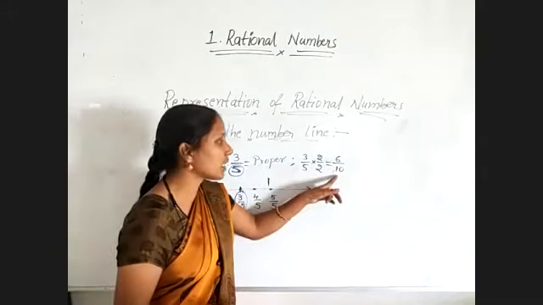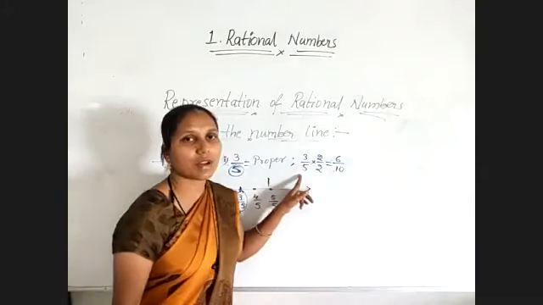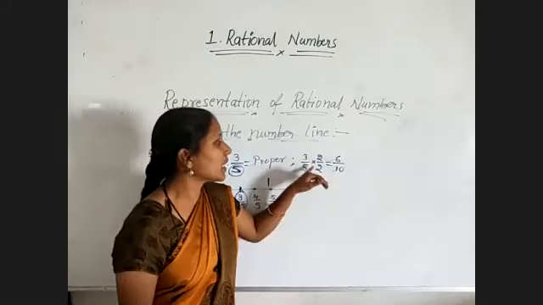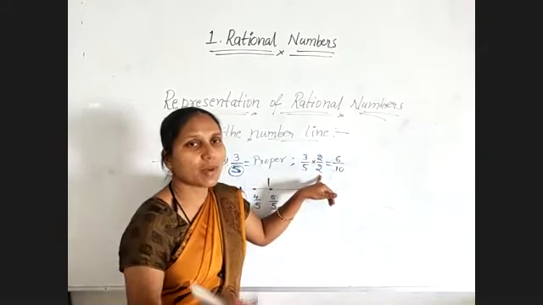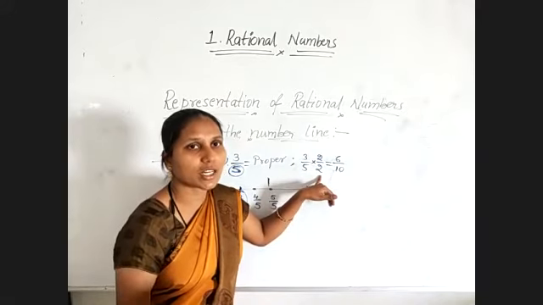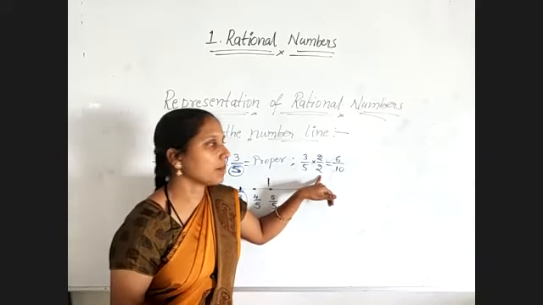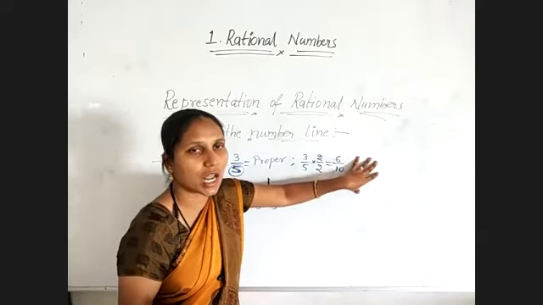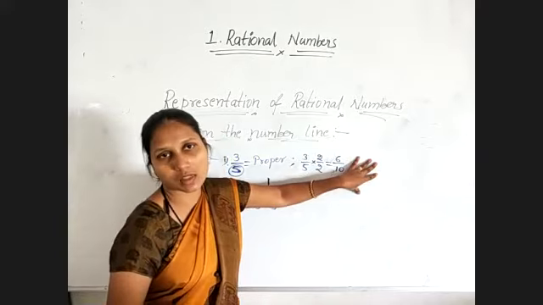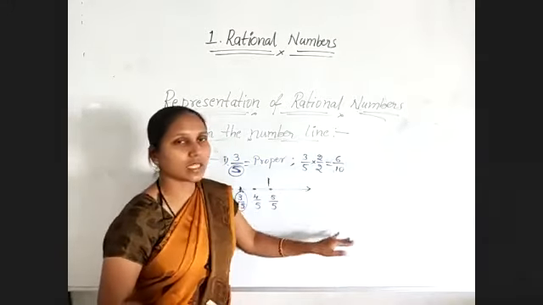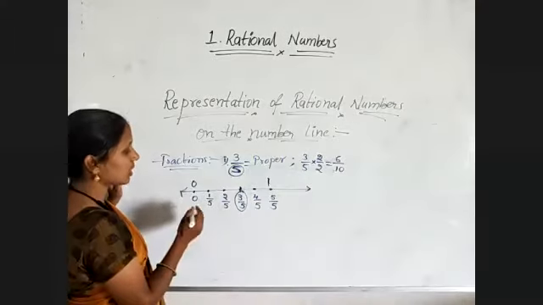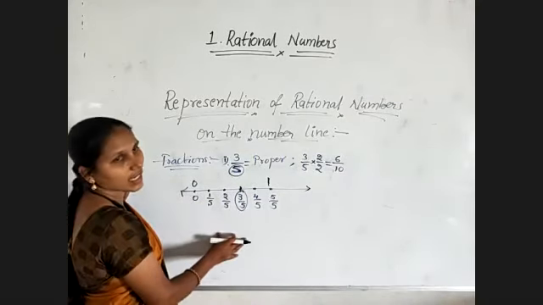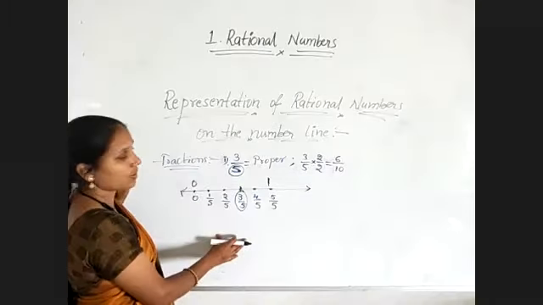6 by 10 is the equivalent rational number of 3 by 5 because we have multiplied the numerator as well as the denominator by 2. So by multiplying the numerator and the denominator with the same number, we get its equivalent fraction. Not only multiplication, but by dividing also. Now coming to 6 by 10, let us see where it lies on the number line. Instead of 5 parts, we will take 10 equal parts.